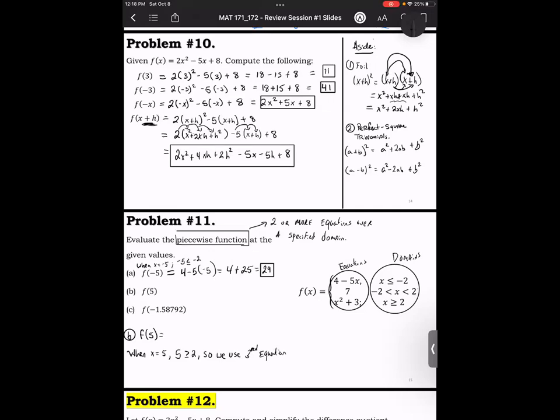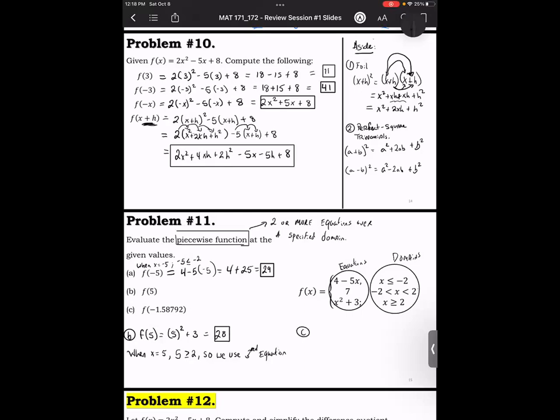The third equation reads x squared plus 3. Therefore, by substitution, we get 5 squared plus 3. What's 5 squared plus 3? 28. And that's it. Let's look at part C.